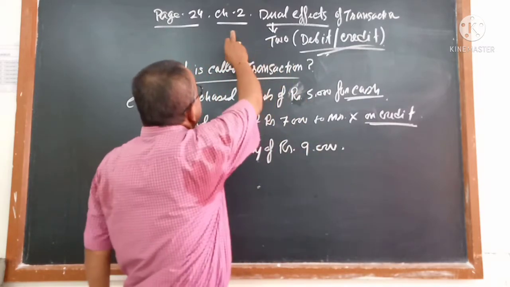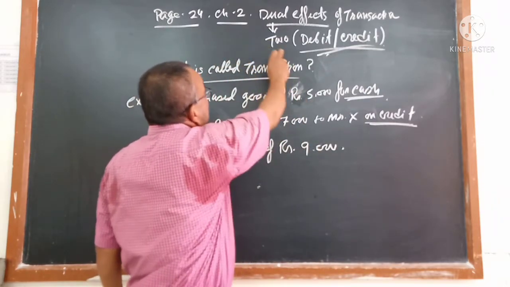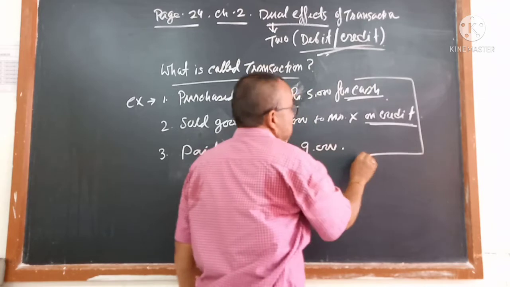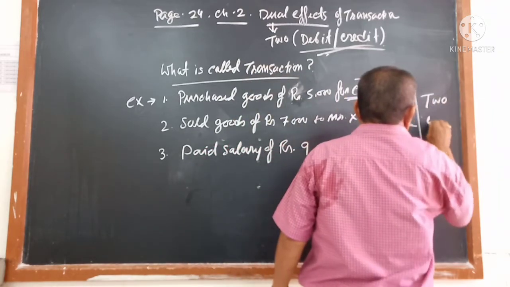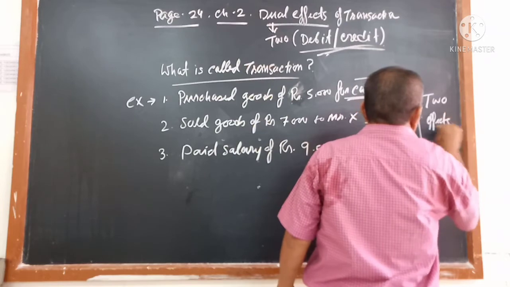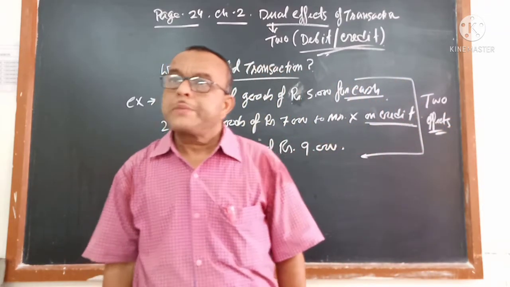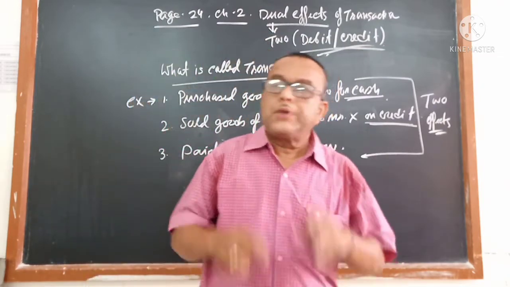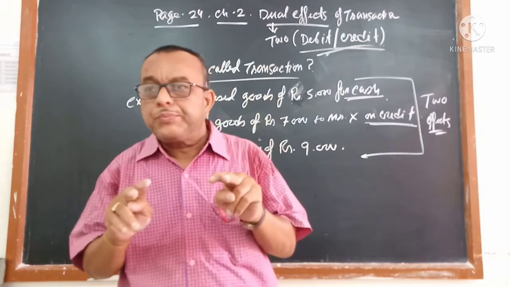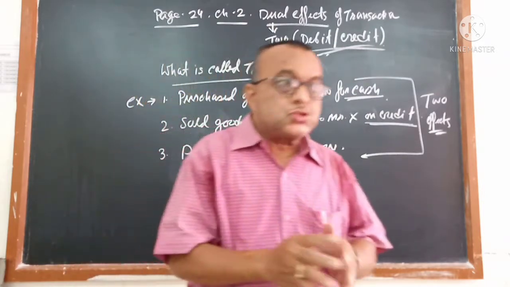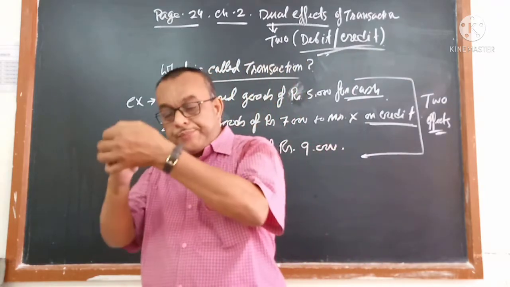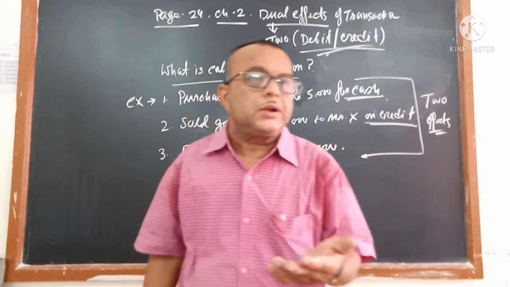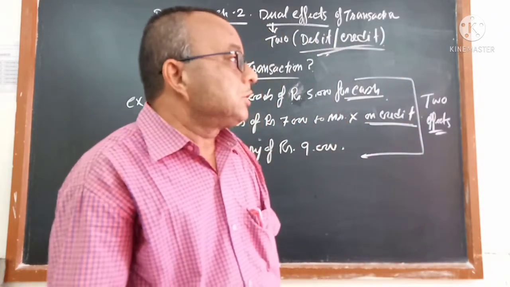So what we are going to find out in this chapter, chapter 2, page 24, is the two effects. Now from these three transactions you will find out the two effects. Which are the two effects? One is the debit effect and the other is the credit effect. First we will find out which two effects will come. Second, we will find out of these two effects which one is the debit effect and which one is the credit effect. You understand?